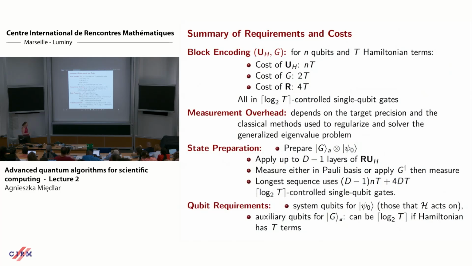Capital T is connected to the number of Pauli matrices, the number of terms in your Hamiltonian. So you see it's very targeted to this particular Hamiltonian. The costs, the measurement overhead, the state preparation, how much it costs, qubit requirements, all that information is there. Here they are just consolidated for presentation.